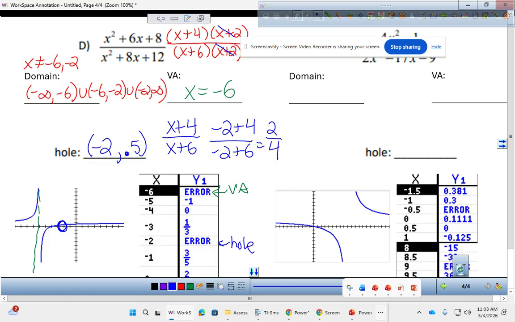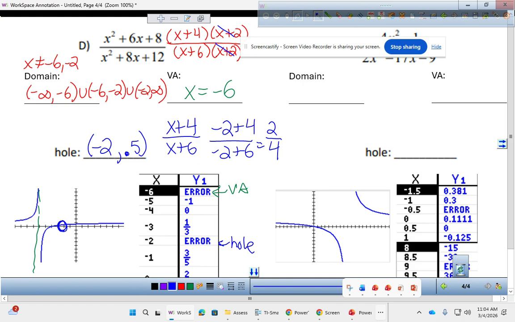It's a brief stop. So for your domain, it's like -infinity to -6, break. -6 to -2, it's not as obvious of a break, but it is a break. Like there's an error in the calculator because nothing's happening there. Break, really small break though, and then it picks right back up. What do you think? Hole.